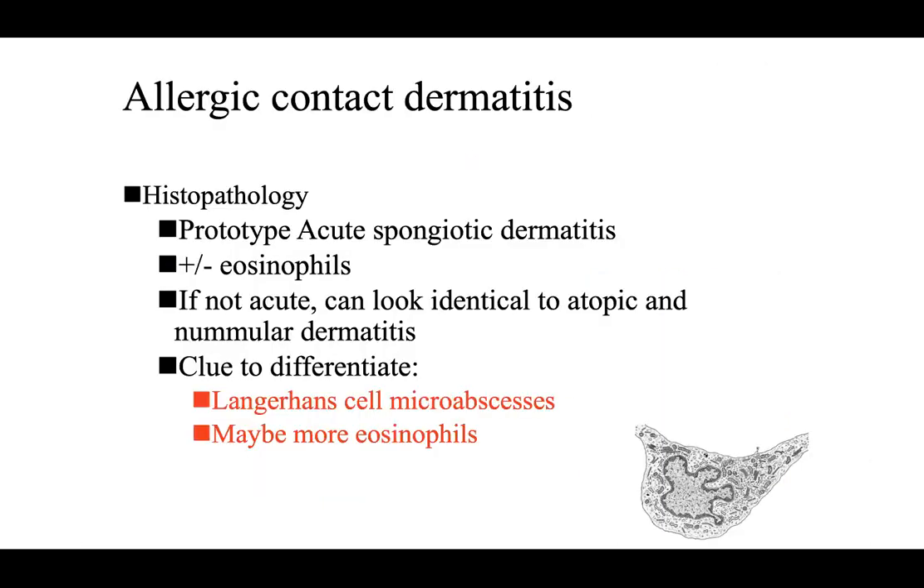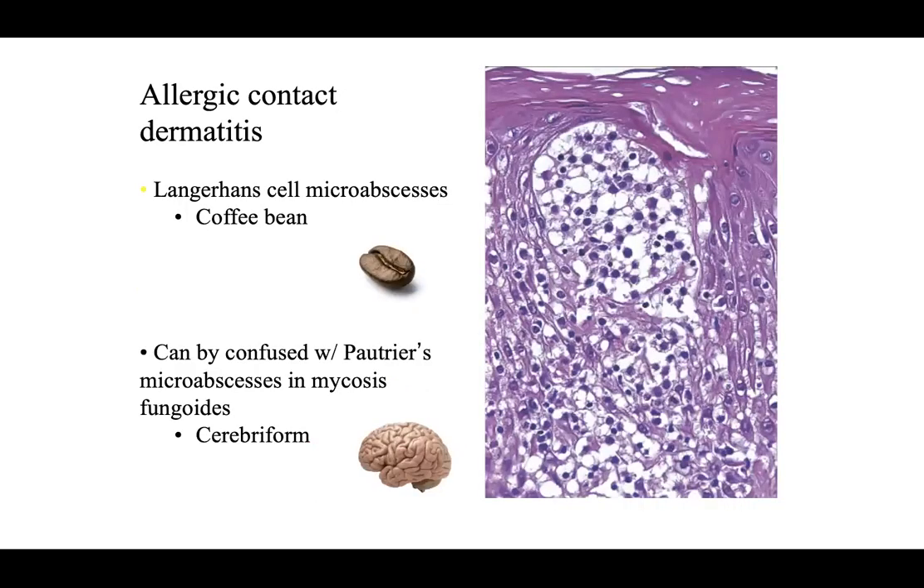As I said, the histopathology includes acute spongiotic dermatitis plus or minus eosinophils. If it's not acute, it can look identical to atopic and nummular dermatitis. The clue to differentiate, I find helpful, is if you find more Langerhans cell microabscesses and more eosinophils, that can help push you more towards an allergic contact compared to some of the other more common spongiotic dermatitis entities. So here is a really great example of a Langerhans cell microabscess.